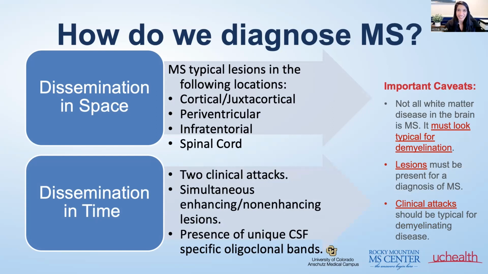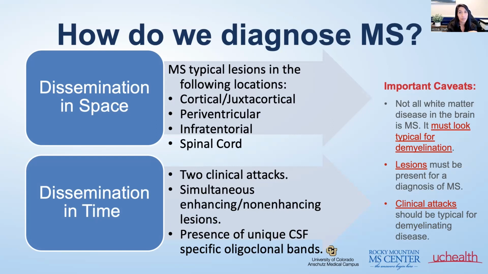Not all white matter lesions are necessarily related to MS. It must look typical for a demyelinating syndrome. And this becomes important because we know there's a whole gamut of pathologies that can cause white matter hyperintensities or white matter lesions in the brain, including high blood pressure, high cholesterol, diabetes, tobacco use, and migraines is another common cause. And so we want to make sure that if we're seeing someone with white spots on their brain, that it looks in a classic characteristic pattern for MS.